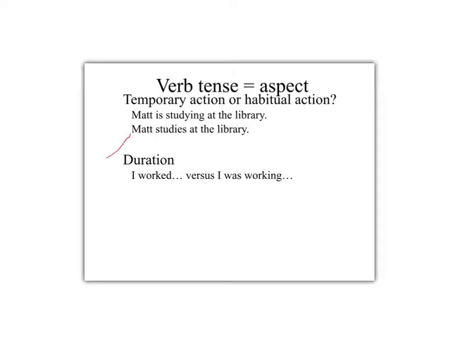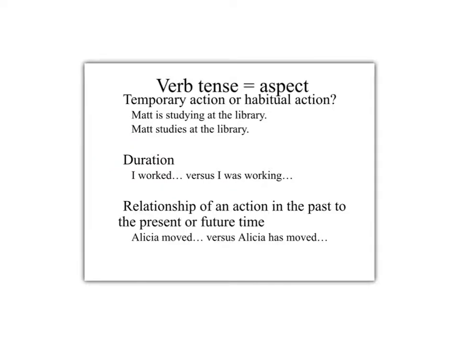Aspect can also refer to duration. For example, I worked versus I was working. Finally, aspect can refer to the relationship of an action in the past to the future or the present time. So Alicia moved or Alicia has moved. So verb tense shows aspect as well as time.